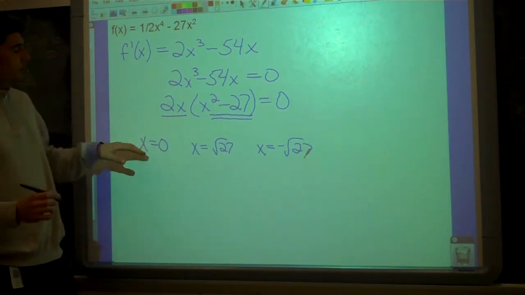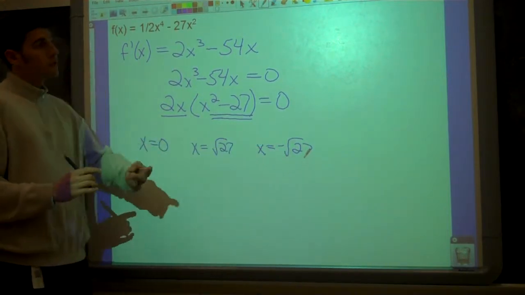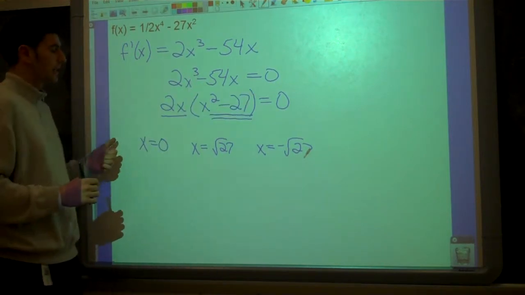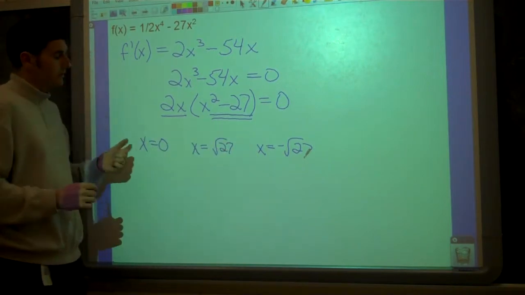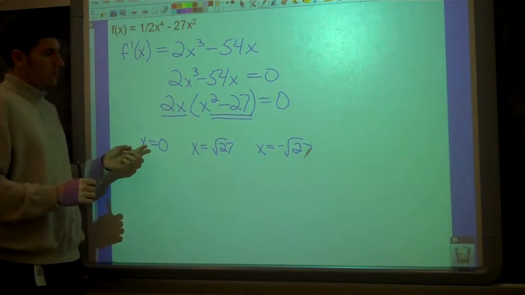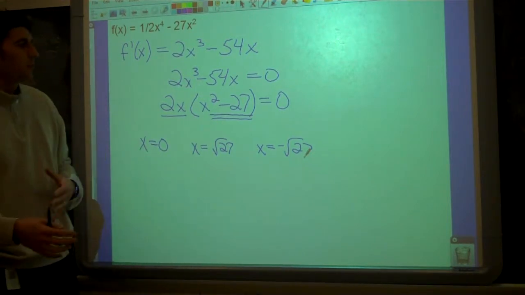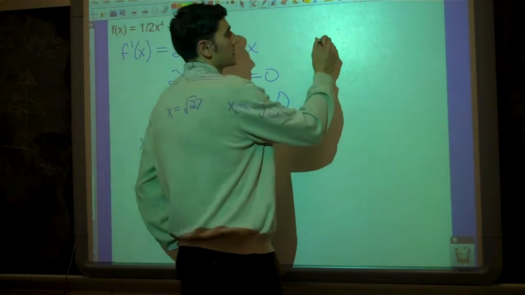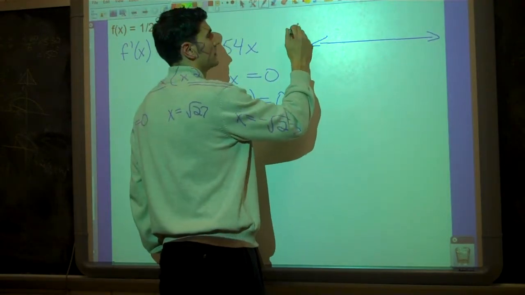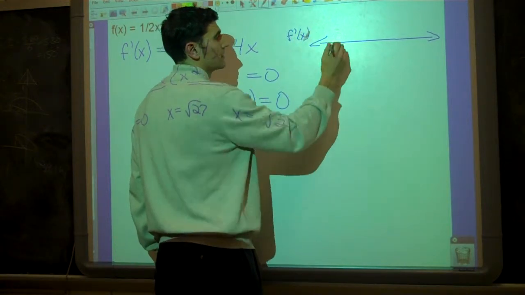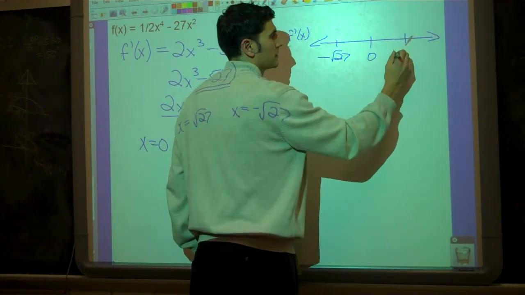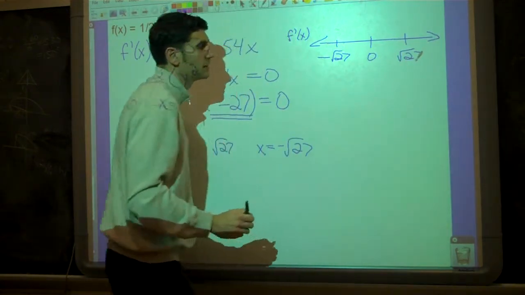To determine whether or not these are maximums or minimums, we have 2 options. We can either take the first derivative test, which involves the number line, and we'll decide at these points where the derivative is equal to 0, is it changing from positive to negative, or from negative to positive? Or we could use the second derivative test, which will tell us whether the point is concave up or concave down. So I will use the first derivative test first. I know that the first derivative is equal to 0 at the negative square root of 27, 0, and the positive square root of 27.